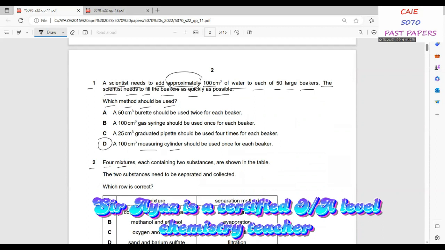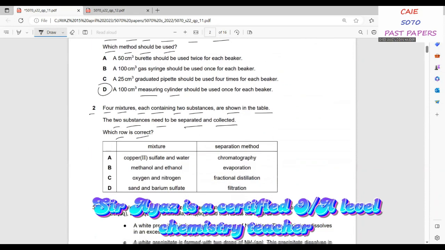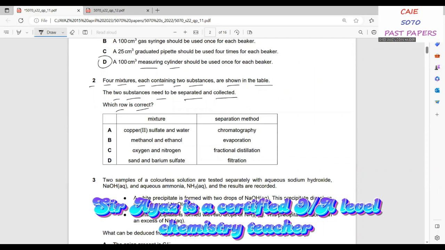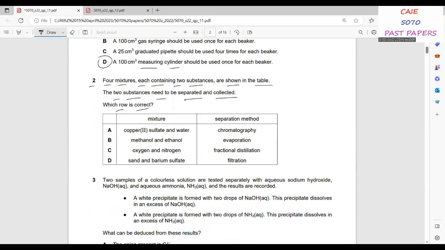Number 2. Four mixtures, each containing 2 substances, are shown in the table. The 2 substances need to be separated and collected. Which row is correct? A. Copper 2 sulfate and water. Separation method, chromatography. You can't use chromatography for separating the mixture of copper 2 sulfate in water, because chromatography is used to separate and identify colored substances as well as colorless substances like amino acids.